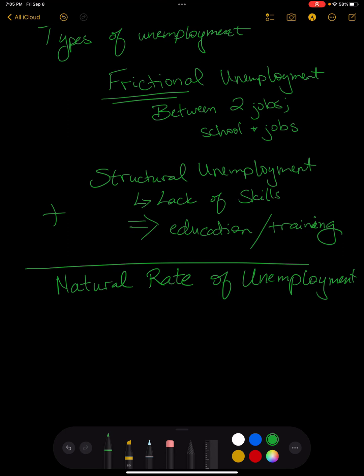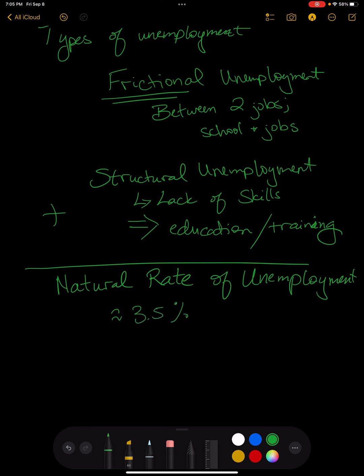I actually don't think that's a bad thing, but we can discuss that on another day. Maybe in class we'll get to the controversial issues. But the point is, you're always going to have these things. And so those two things combined are the natural rate of unemployment. In other words, we can't expect 0% unemployment. In the United States, our natural rate is currently about 3.5%.